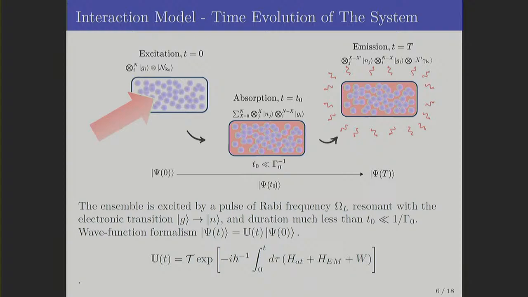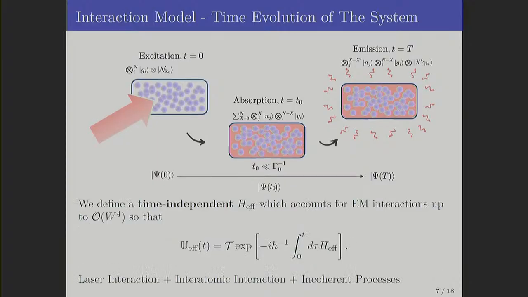Okay? After this pulse, we are going to disconnect the laser, and we are going to study the collective spontaneous emission of the system. And we are going to use a wave formalism, and we are going to use the time evolution operator, which is the time ordered exponential of the time integral of the Hamiltonian of the system. And we are going to look for a time-independent effective Hamiltonian, which accounts for the electromagnetic interaction still order 4 in W.